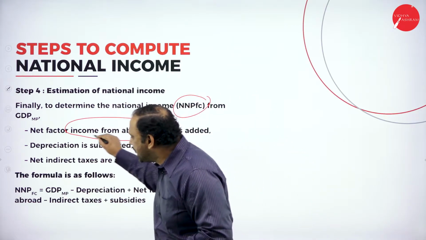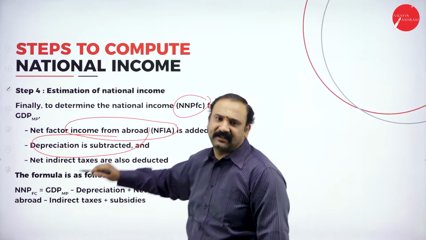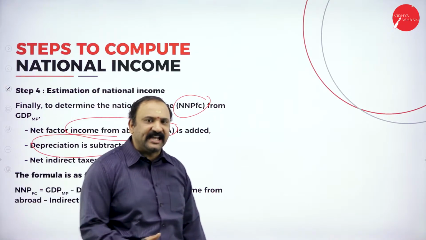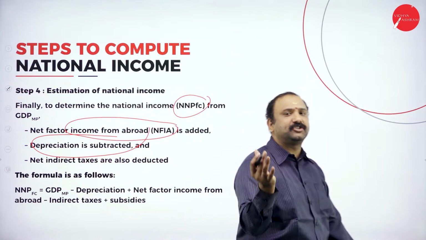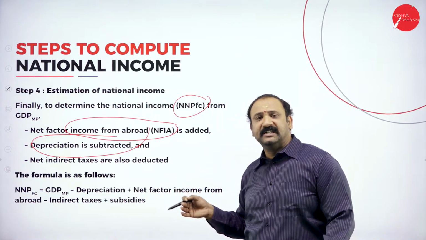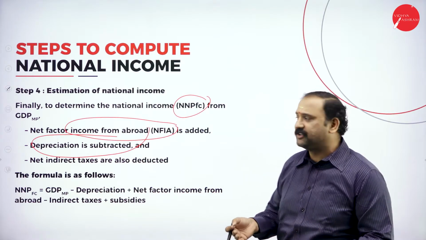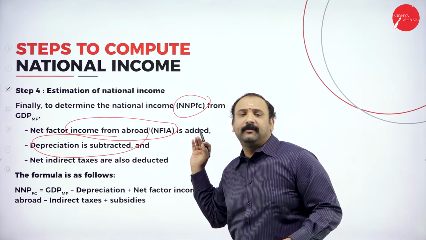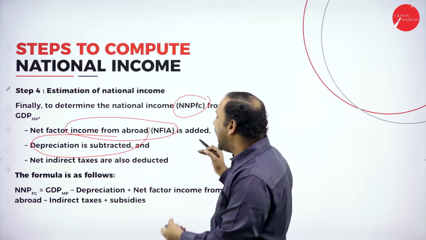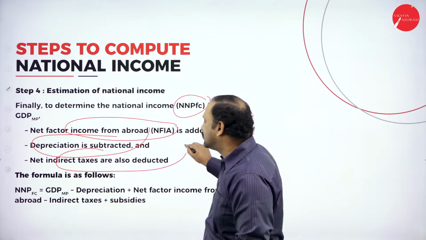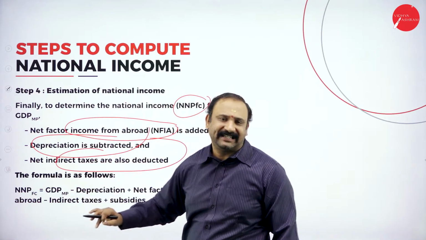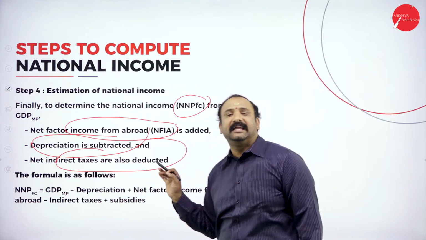Depreciation, the usage value, has to be subtracted. Many times people ask this question, they say, sir, why does this have to be deleted? It has to be subtracted because depreciation is something like the wear and tear factor. So this has to be subtracted from the whole system. This cannot be taken into account at all. And the net indirect taxes also need to be deducted. So the depreciation factor and the net indirect taxes have to be deleted altogether.